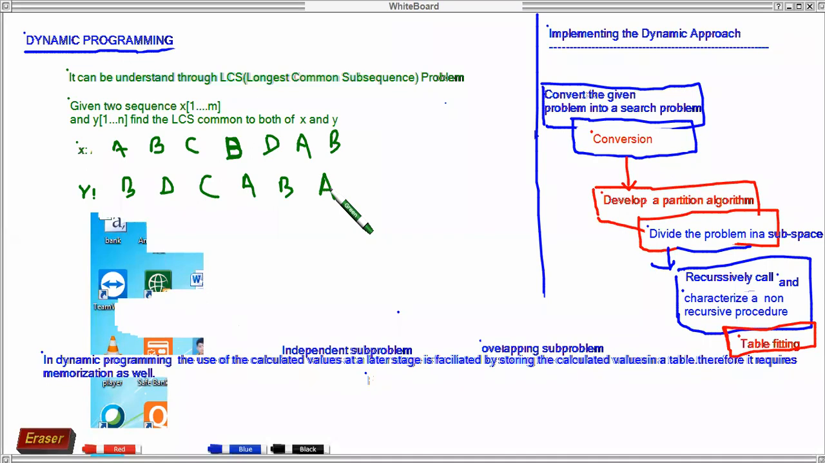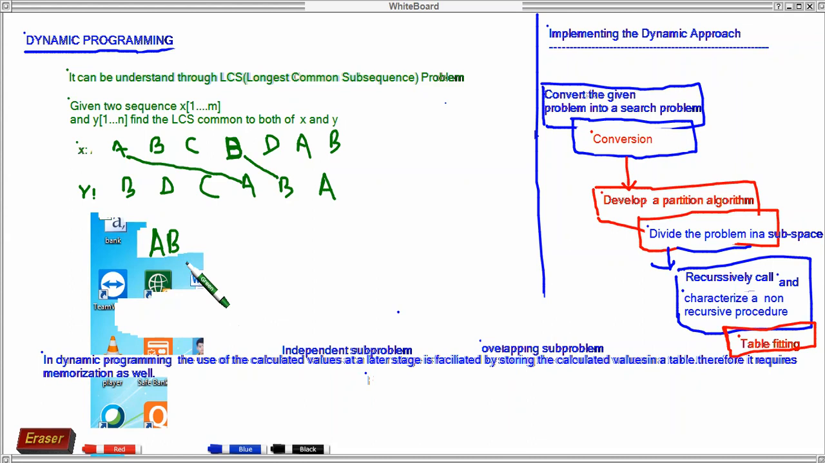We can start from a single letter, but a single letter cannot be called a sequence, so that cannot be called the longest subsequence. So let us start with two letters, a subsequence of length 2. I can say AB is a subsequence of length 2, because A is present in both, then B. So AB is present in both cases.